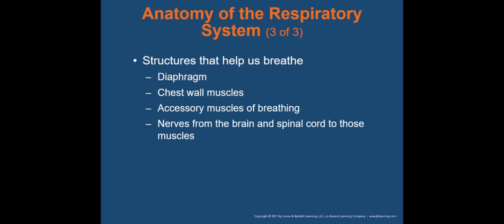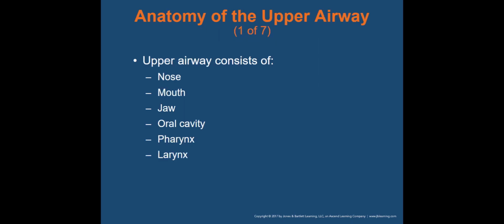So specifically, we have the ability to control respirations, and additionally, our brain has the ability to control those respirations without our input. The anatomy of the upper airway includes the nose, the mouth, the jaw, the oral cavity, the pharynx, and the larynx. And we're going to break down a few of those just a little bit more.